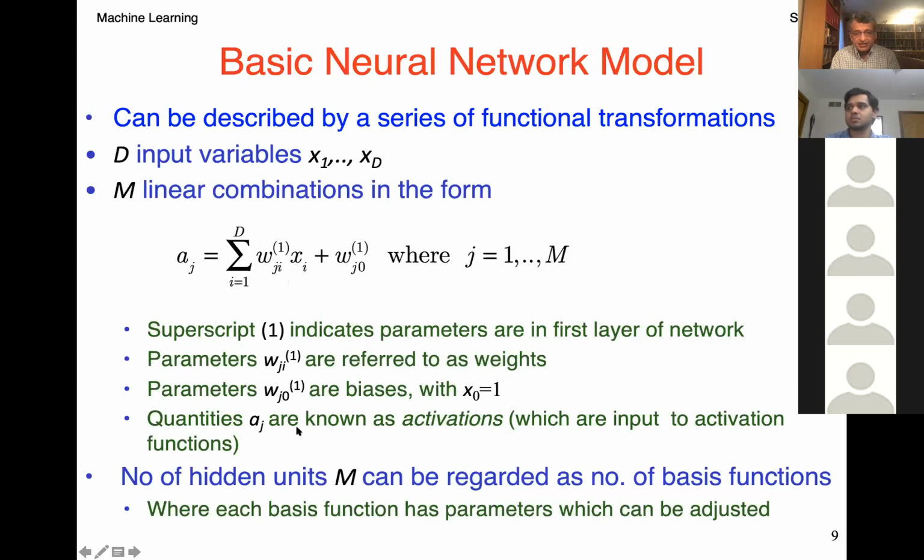Quantities a_j are known as activations. So it's been chosen carefully: w for weight, D for dimension, M for number of model parameters, a for activation. All very strategically chosen names here. The number of hidden units M can be regarded as the number of basis functions, where each basis function has parameters which can be adjusted.